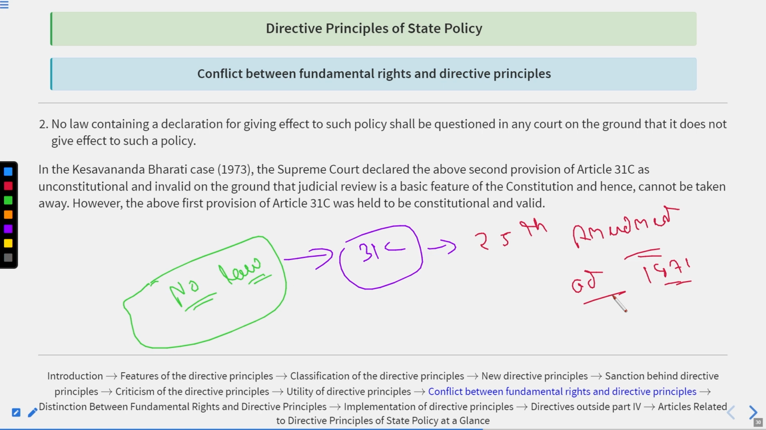Got it? In the Kesavananda Bharati case, which is a very famous case, 1973, the Supreme Court declared the above second provision of 31C unconstitutional and invalid on the ground that judicial review is a basic feature of the Constitution and hence cannot be taken away. However, the first provision of 31C was held to be constitutional and valid. It means 31C stated two provisions. The first one was upheld and the second one was declared unconstitutional and void.